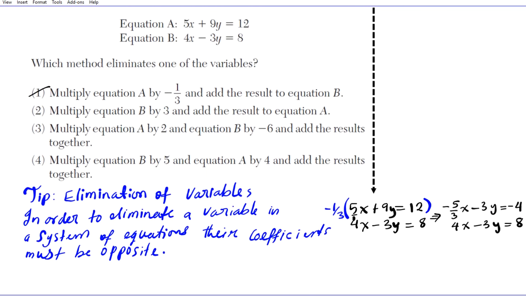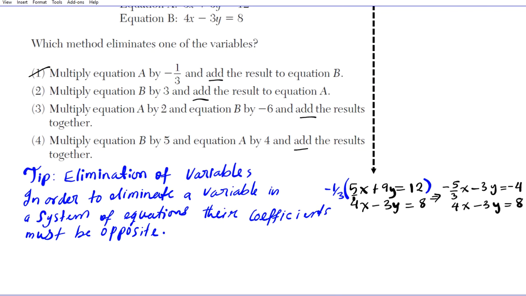Let's try the second one. Multiply equation B by 3 and add. So all of them we're adding. That's important too. If we're subtracting, there's a totally different situation. Option 1 failed us. Option 2, we have the first equation, 5x plus 9y, that's equation A. Equation B is 4x minus 3y. So we are multiplying equation B by 3. When we do that, the question is, do we end up with identical variables that have opposite coefficients?